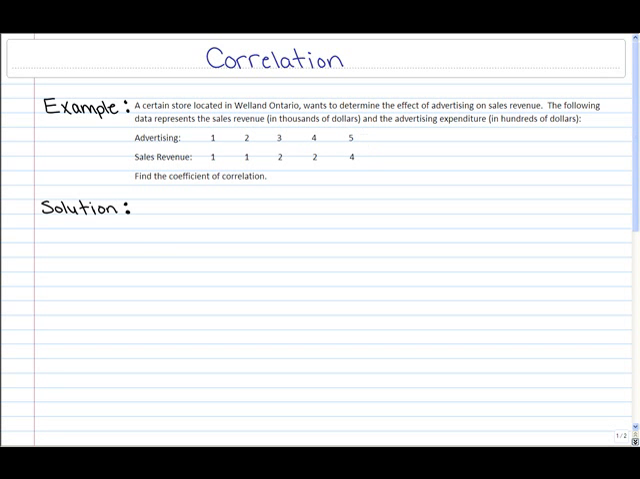Now, the correlation coefficient tells you two things. It tells you whether or not you have a positive or negative association between the two variables, and it also tells you the strength of the correlation between the two variables. So for example, it could be a weak correlation, a high correlation, or a moderate correlation. So we're going to go ahead and obtain the correlation coefficient.